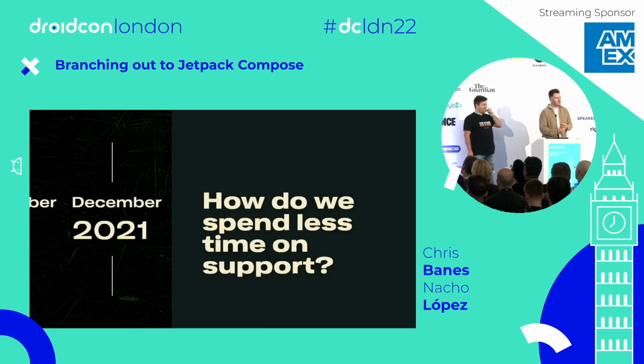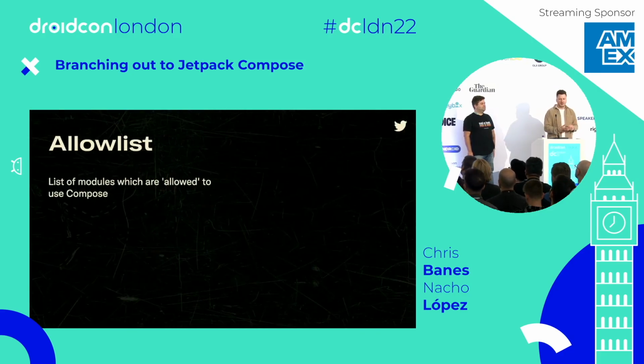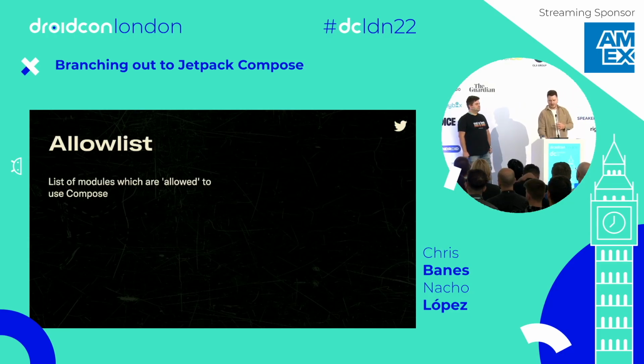So fast forward now to about December last year, and our main priority was how do we spend less time supporting. So we came up with two ideas. The first was a bit defensive. It's what we call an allow list. So quite simply, it's just a list of Gradle modules which are allowed to use Compose. We didn't want to be gatekeepy, but it allowed us to slow down this organic adoption to a point where we could actually help people and make it sustainable.